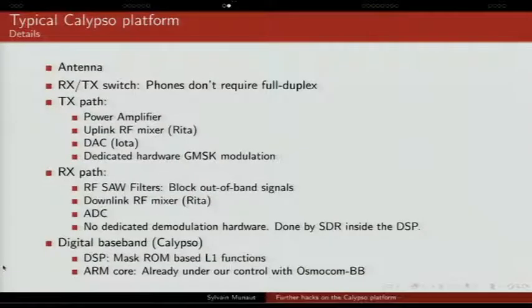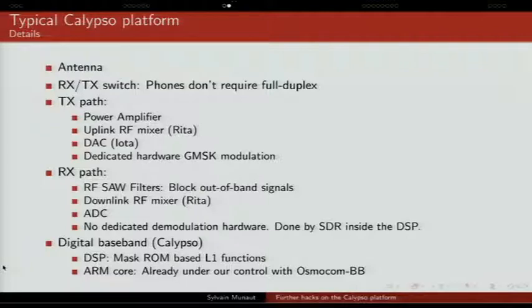So this is pretty much what I described. There's some more precision about the digital baseband. So that's what we call the Calypso chip, the Calypso chip itself. I said it's composed of a DSP and an ARM core. Unfortunately for us, the DSP uses a mask ROM for its firmware, which of course is not that good for us, but more on that later.